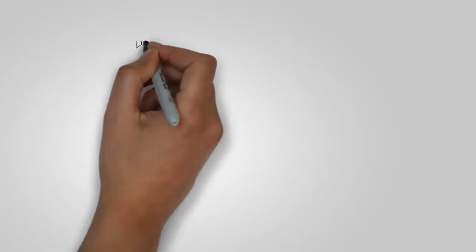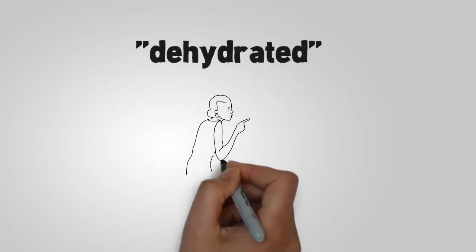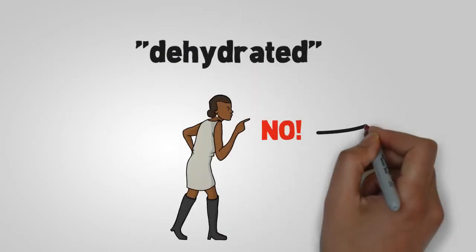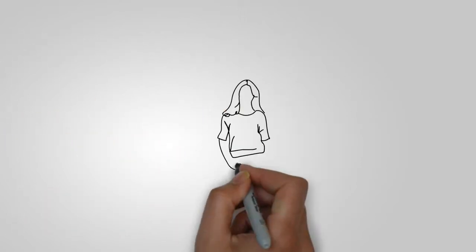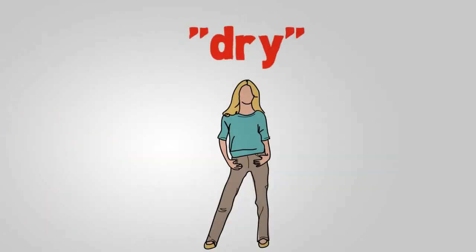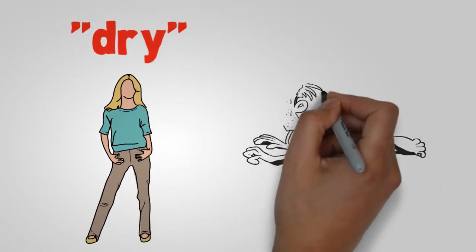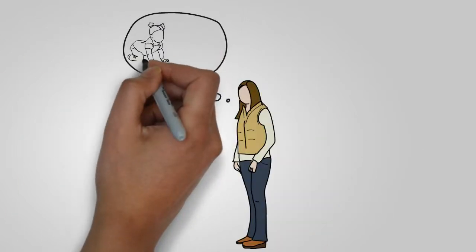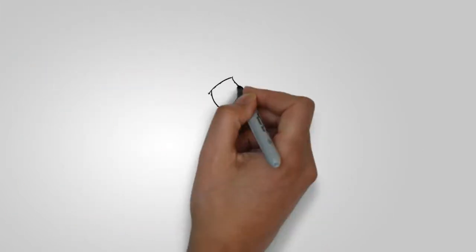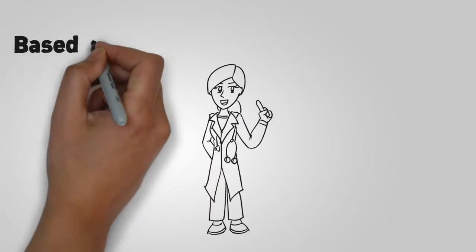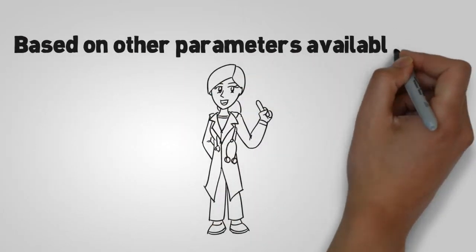You will not find the term dehydrated used before 27 years old simply because the girls usually do not relate to their skin as such. They say it is dry, and this dryness may mean either dry in terms of oil or dehydrated in terms of water. They do not distinguish between the two. Yet we must differentiate, and we do, based on other parameters available to us.